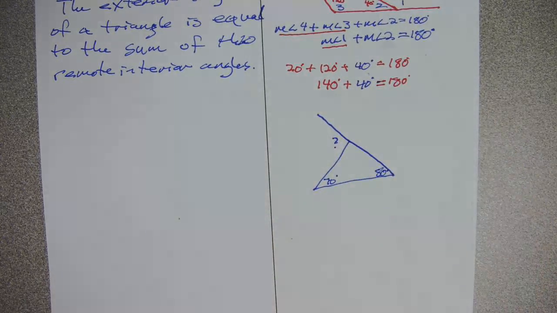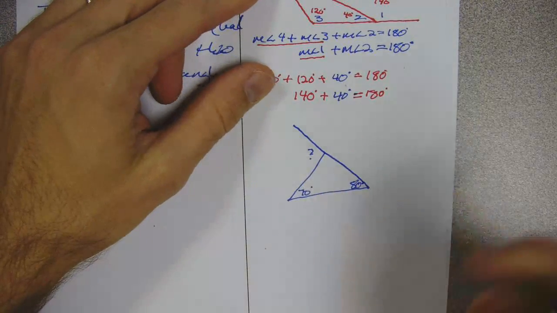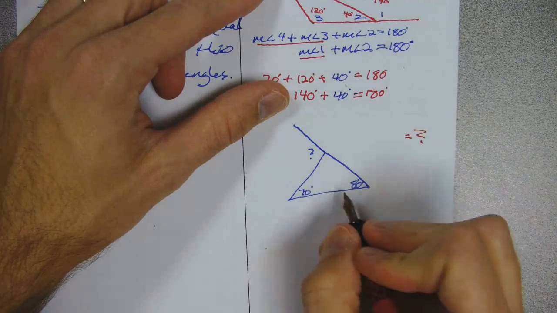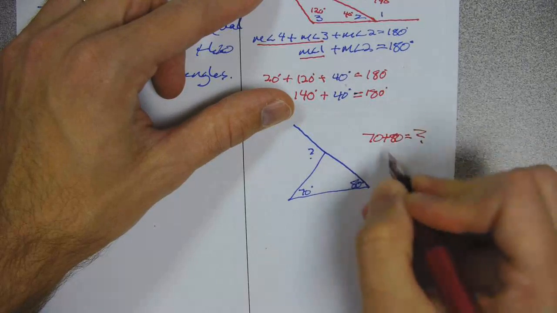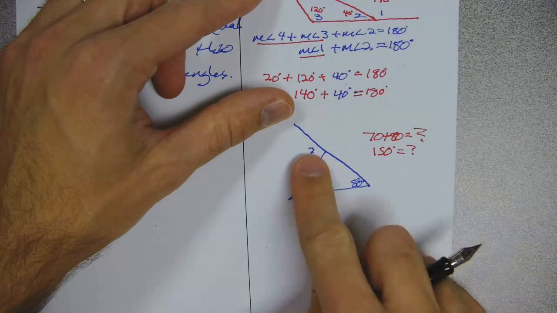What's that angle going to be? All right. And I'm going to show you how to do this two different ways. The first way is what we just learned. So if I wanted to find this missing angle, it's going to be equal to 70 plus 80. If I add 70 and 80 together, that gets me 150 degrees. So that's what our unknown angle is worth.